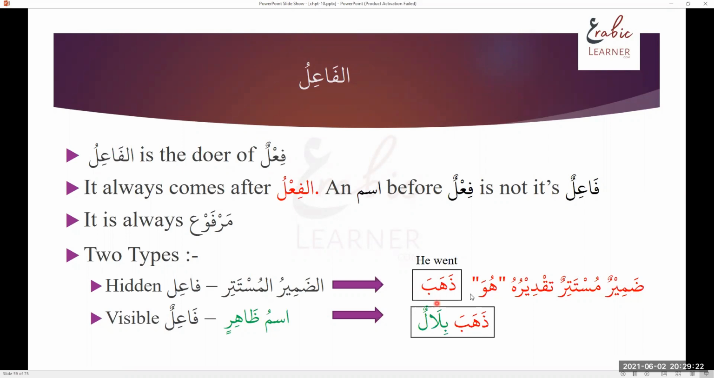So the moment I say zahaba and there is no fa'il after that, I will say damir mustatir taqdiruhu huwa. You don't need to know that, because it is pointing to third person, which means huwa. Yes, it's always masculine third person, not feminine. That's right, Sister Khadija. So fa'il is either mustatir or it is present in the sentence, and when it is present, it is coming after the fi'l. Then Bilal went.